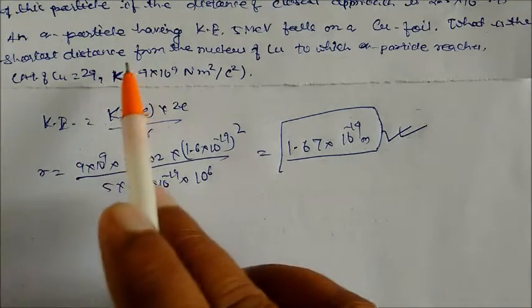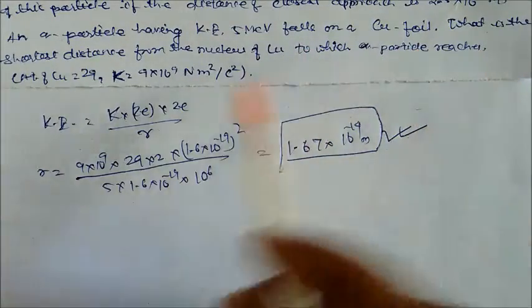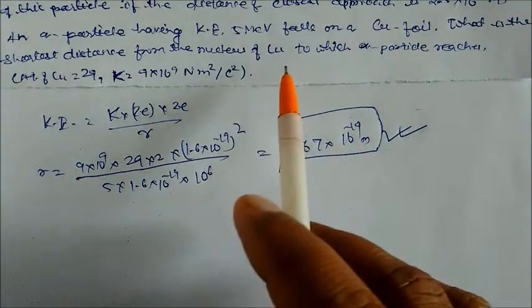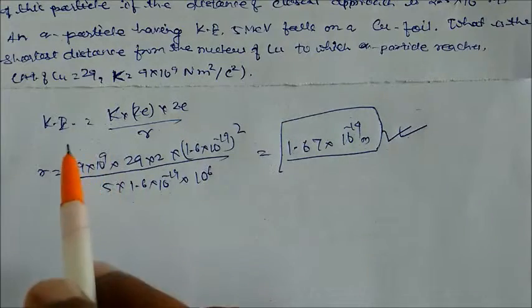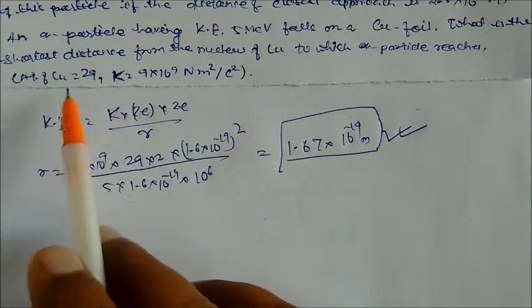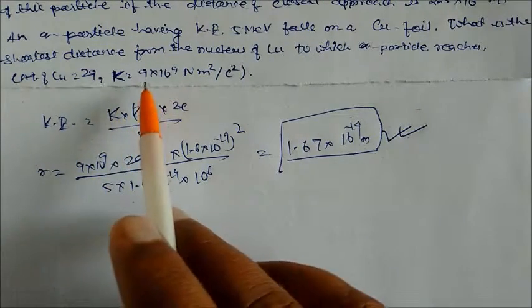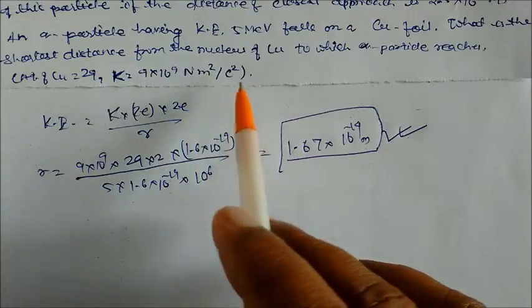An alpha particle having kinetic energy 5 MeV falls on a copper foil. What is the shortest distance from the nucleus of copper to which the alpha particle reaches? The atomic number of copper is 29, and k, the value of k is 9 × 10^9 newton meter square per coulomb square.